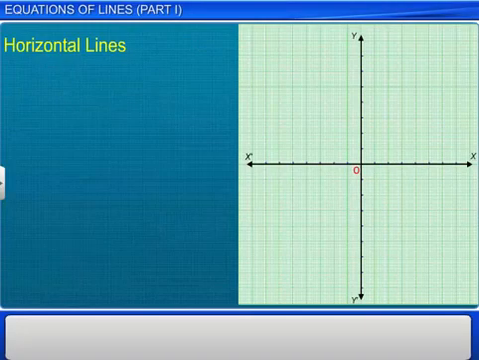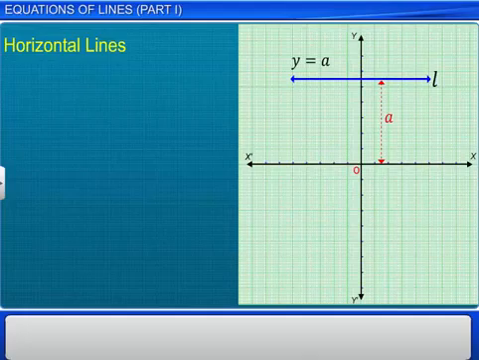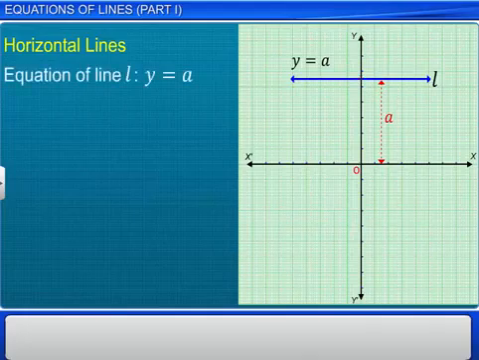Let us start with equations of horizontal lines, or lines that are parallel to the x-axis. Consider a horizontal line L that intersects the positive side of the y-axis at a distance a from the x-axis. The y-coordinate of every point on line L at any position is a. Thus, the equation of line L is y = a.